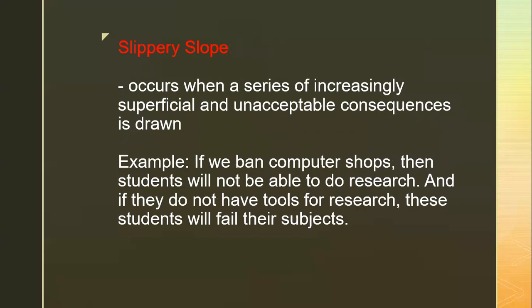Next is slippery slope. It occurs when a series of increasingly superficial and unacceptable consequences is drawn. For example, if we ban computer shops, then students will not be able to do research. And if they do not have tools for research, these students will fail their subjects. Slippery slope is an illogical supposed chain of events, meaning one event is believed to result in other events. Meaning in slippery slope, there is an exaggeration of consequences based on an event.